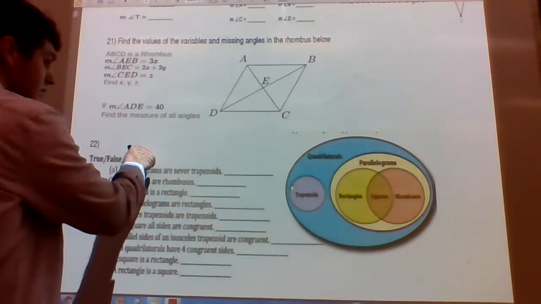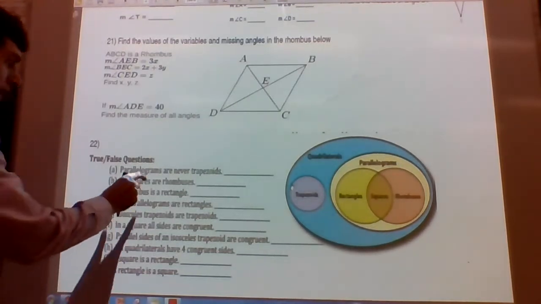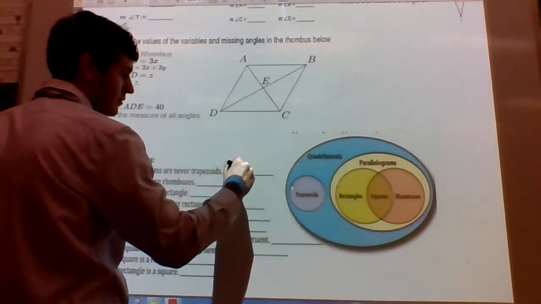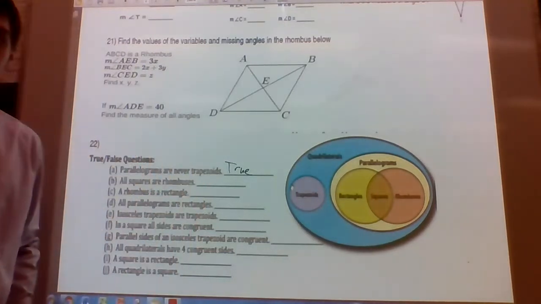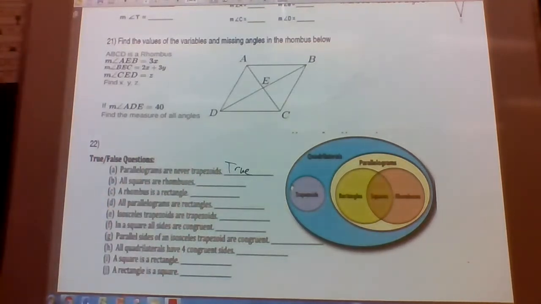Anyways, last question. It's 7:30. Parallelograms are never trapezoids. A parallelogram is defined as having two pairs of parallel sides. A trapezoid has exactly one pair of parallel sides, so it's true that a parallelogram is never a trapezoid.